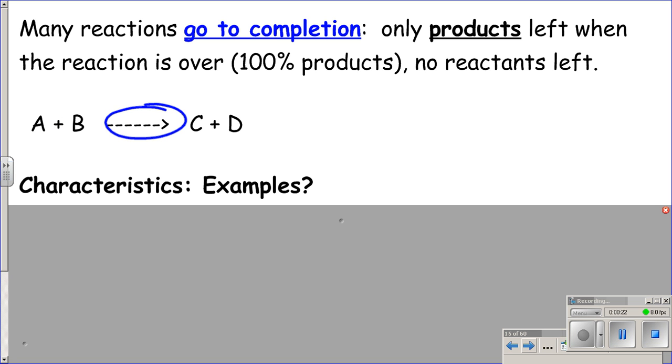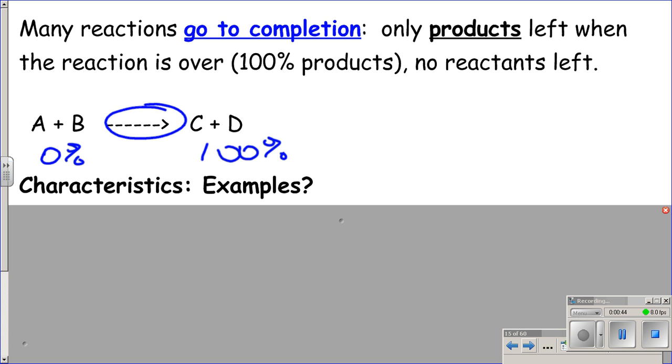At the end of a completion reaction, which is pretty much every reaction that we've talked about so far, because I didn't want to scare you too soon, everything we've done so far, at the end we have essentially 0% reactants left, and we have 100% products made. That's how we phrase it. We have 0 reactants left, 100% products made.